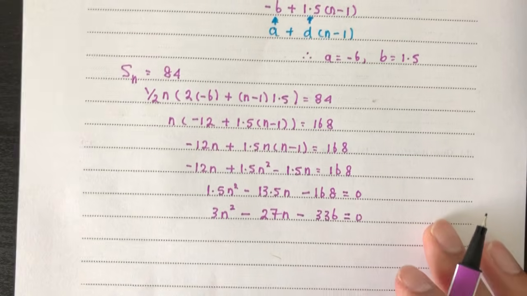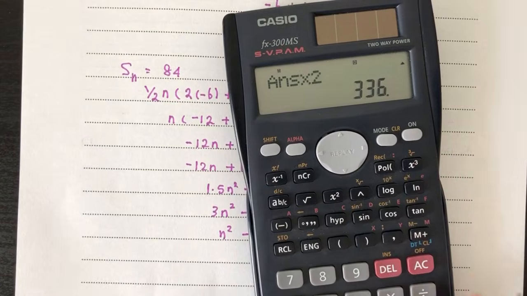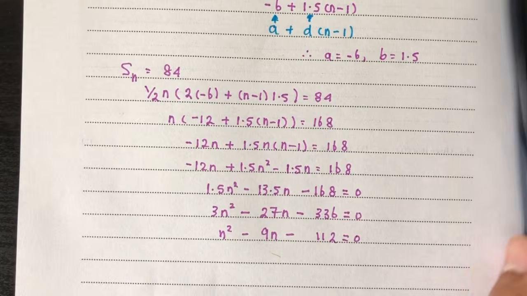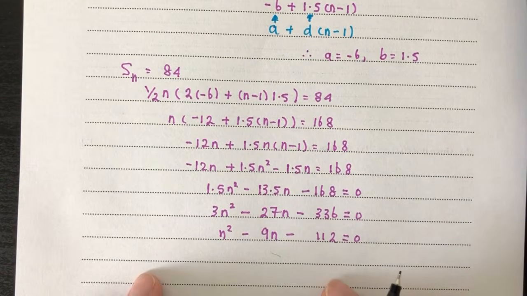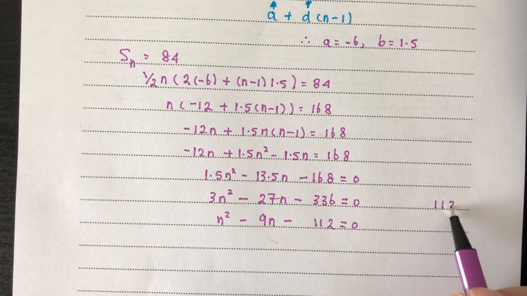So now if you observe, we can divide by 3. You will have n squared minus 9n minus, divide by 3, which will be 112. So here you can either solve by factorization or you can solve by formula. So in this case, I can check. So I know that 112 has factors.